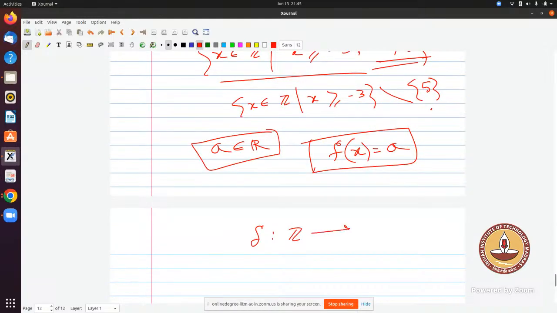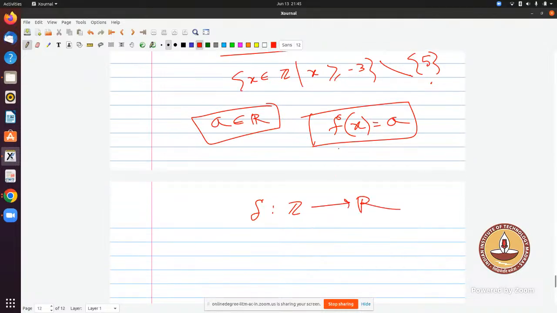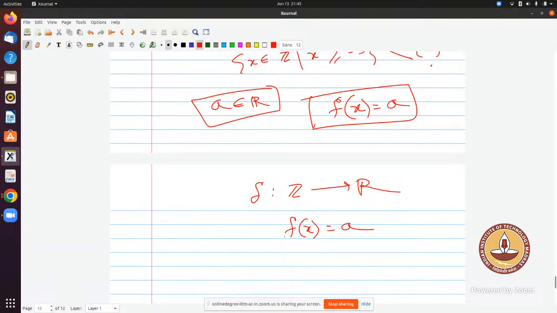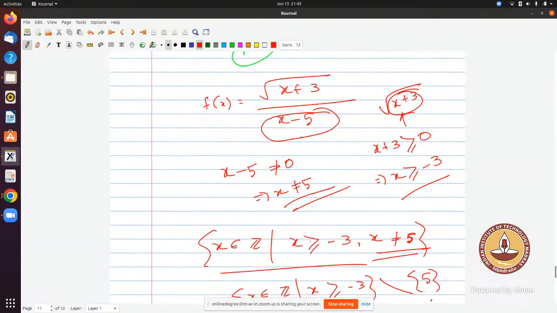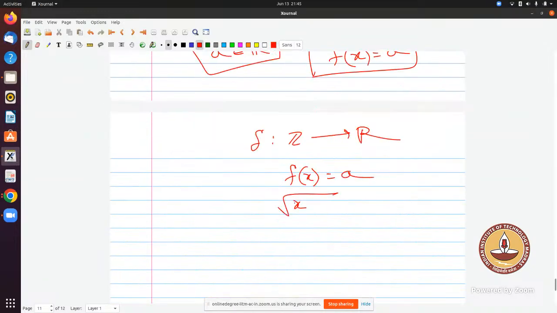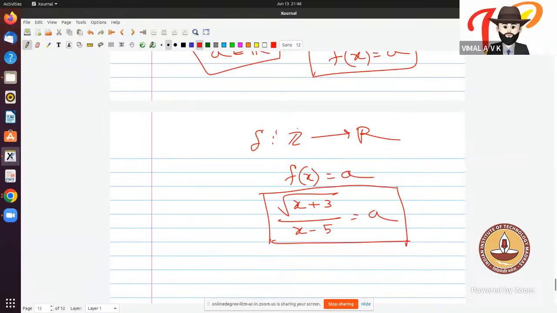Our function is from Z to R, right? Where it is integer. Remember, it is integer. So for any a, I want to find x, which is an integer, for which I am getting a as an output. So x plus 3 by x minus 5, this should be a. I mean, can we get such an a? x should be an integer, right?